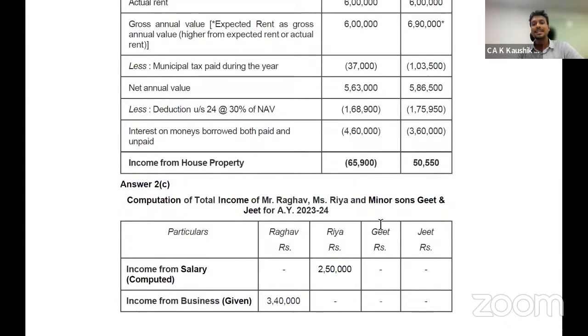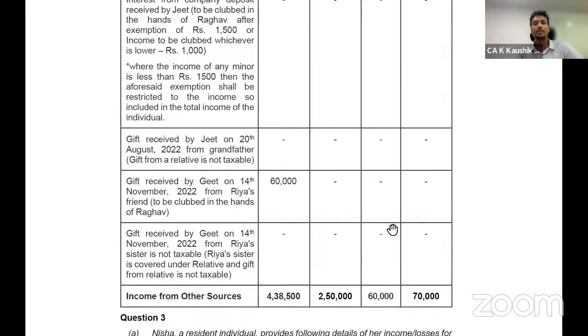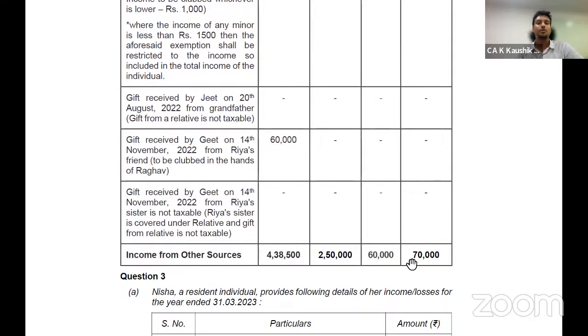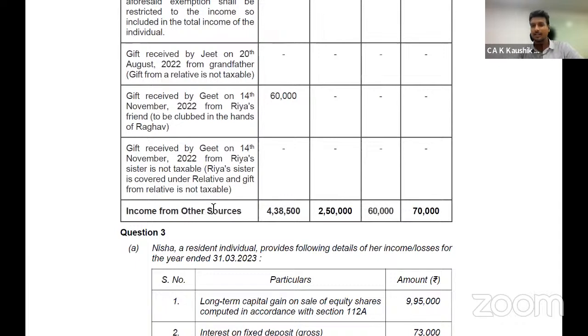For Geet and Jeet, whatever they have earned from stage acting, 60,000 and 70,000, will be considered as income from other sources. So this is the total income. So this is not income from other sources because this includes income from salary and income from business also. This is not the right way, as given in the guideline answer. This is the total income taxable.